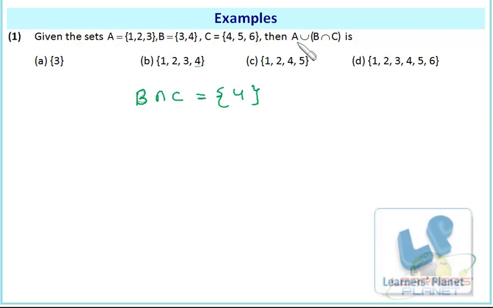Now we need to calculate A union B intersection C. So in A we are having 1, 2, 3, and in B intersection C we are having 4. I suppose B intersection C to be say X. Now A union X is equal to all the elements of A and all the elements of X, that's just one element, that is 4. So A union B intersection C is 1, 2, 3, 4. So option B is the correct choice.